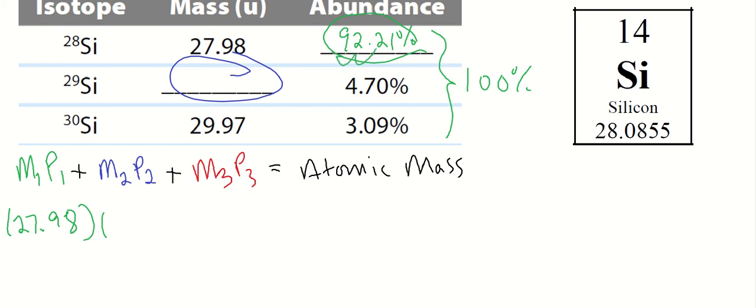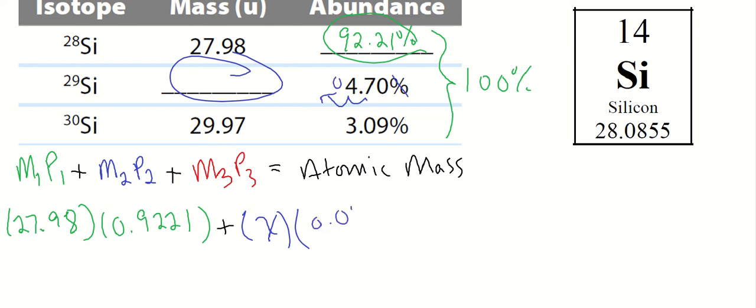Let's turn these percents into decimal form. Move the decimal over twice to the left. You can do that. 0.9221 plus silicon-29. We're looking for the mass. We'll call that X. You can call that M2 if you want. And move that decimal over twice, get rid of that percent sign. 0.0470. Again, you can use your percent function on your calculator. You don't have to move the decimal if you don't want to.